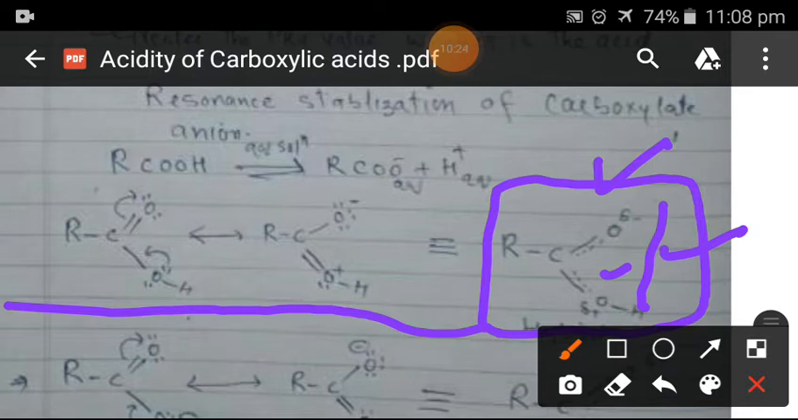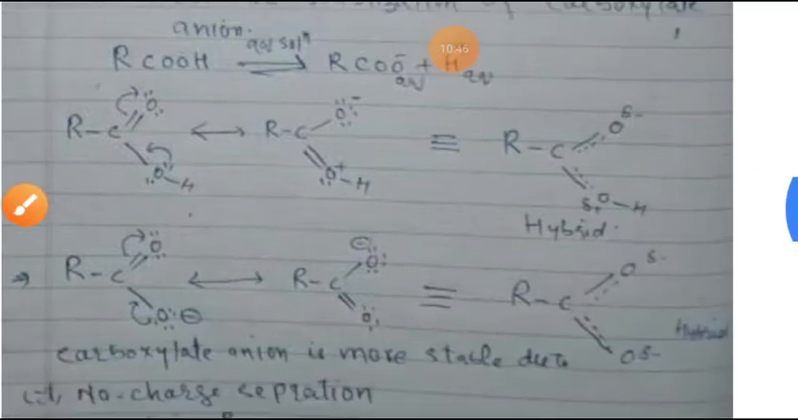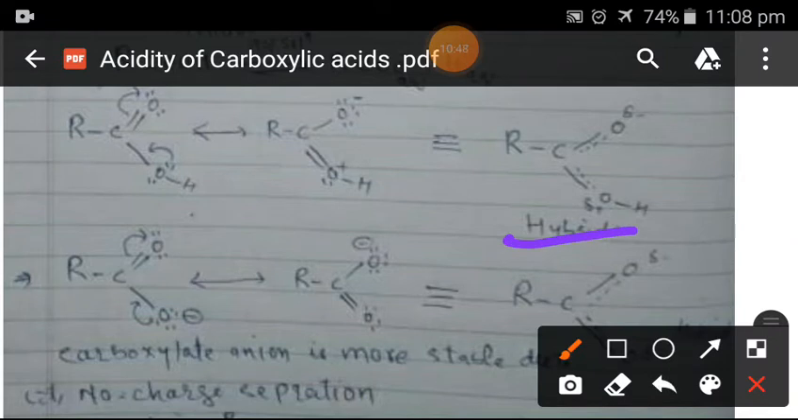And the second factor is that this oxygen carries positive charge while being electronegative. When a more electronegative atom carries positive charge, it will be less stable. Clear? So these are two factors which destabilize this carboxylic acid resonating structure, the resonance hybrid. So this hybrid is less stable.